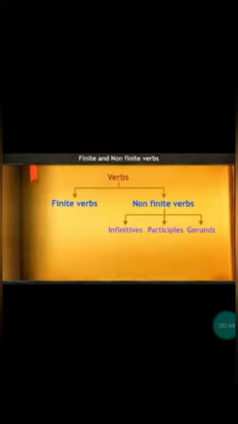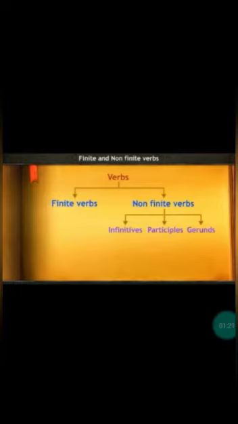The subject can be person or number. Person means first person, second person, third person. Number means singular or plural. So the verb changes depending on these subject and tense. Whereas non-finite verbs don't change their form according to the subject. It remains the same. Again, these non-finite verbs are of three types: infinitives, participles, gerunds.